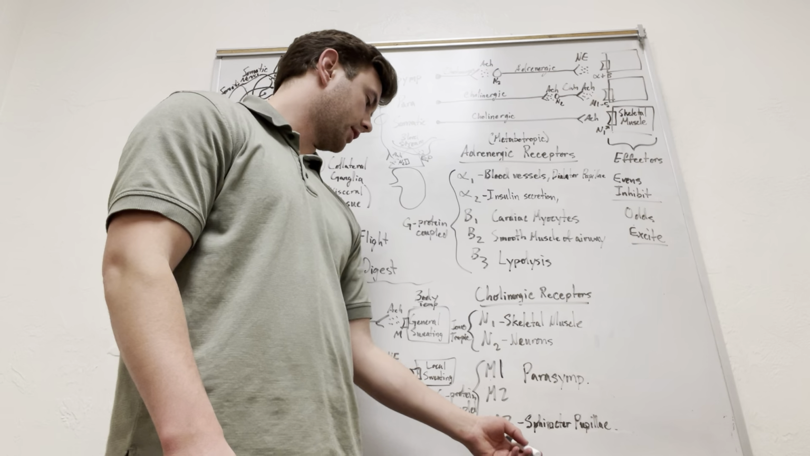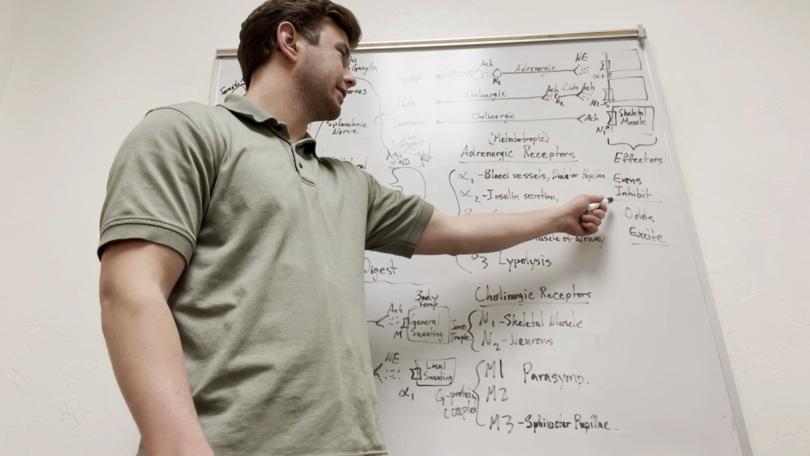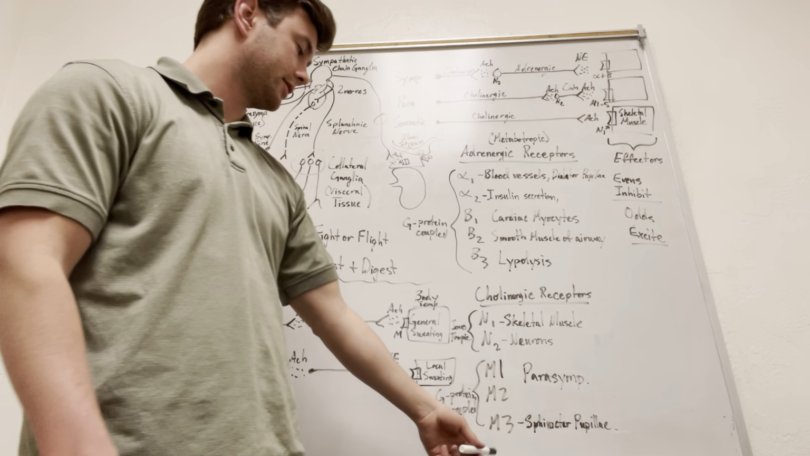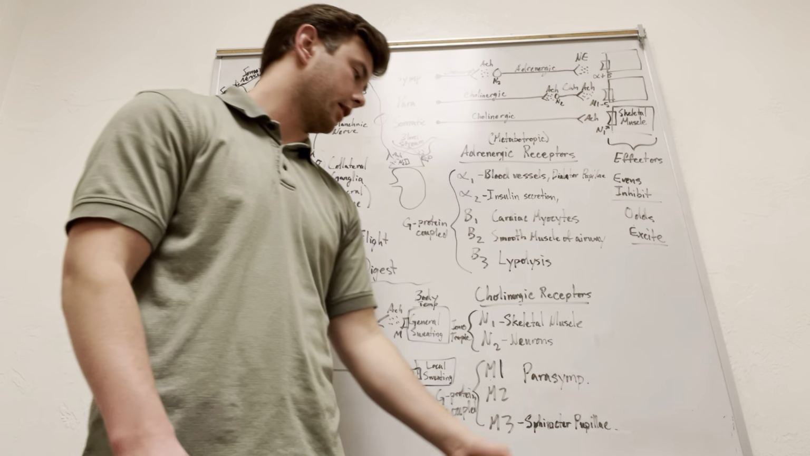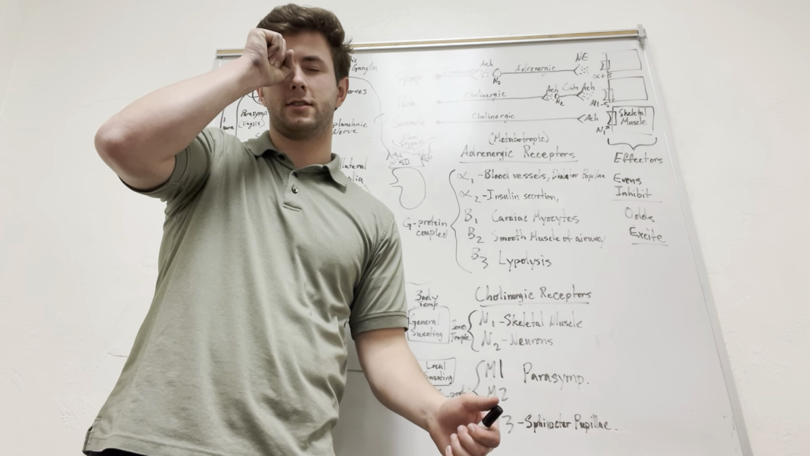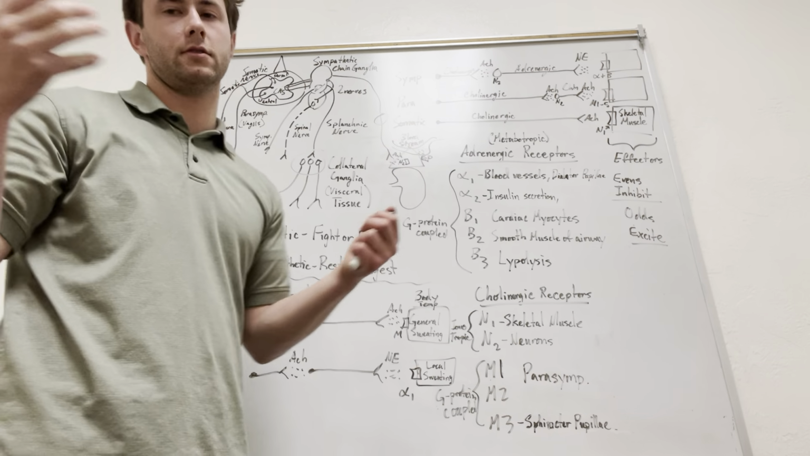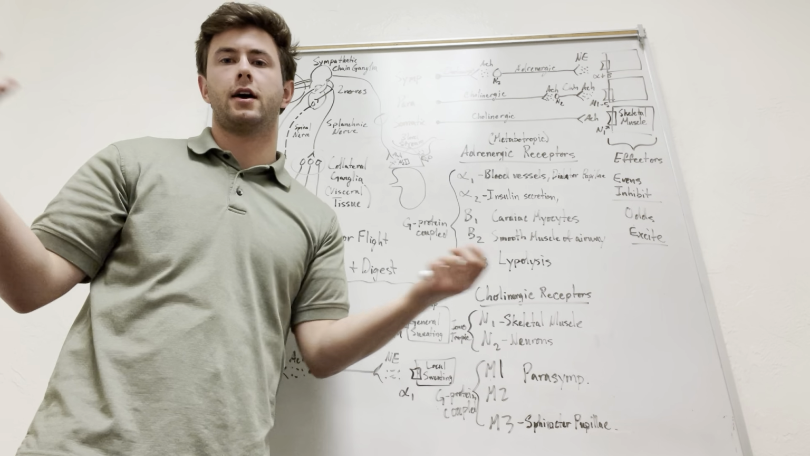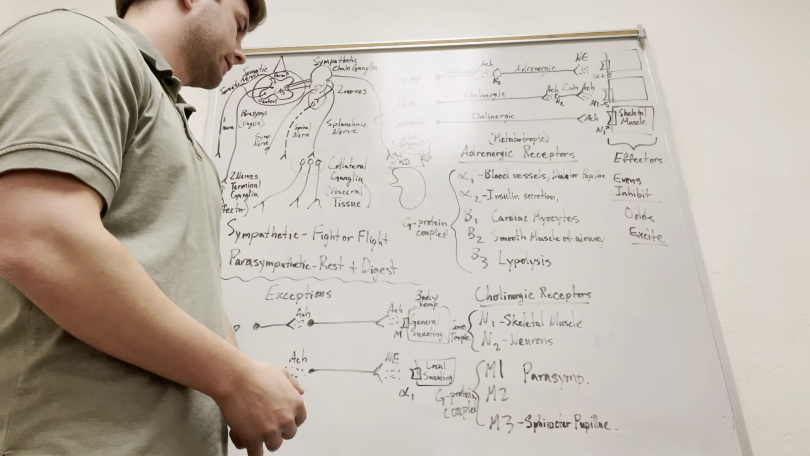For example, M3, it's odd. So it's going to excite your sphincter pupillae. So by exciting your sphincter pupillae, your eyes are going to constrict and get narrower. You don't need to have as much light entering your eyes when you're relaxing.